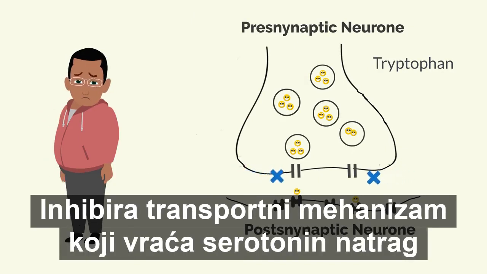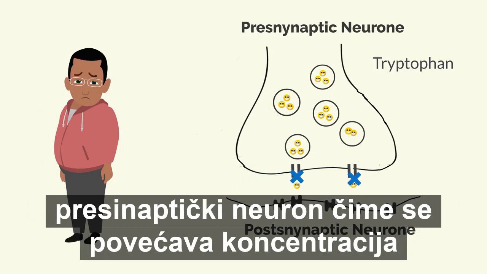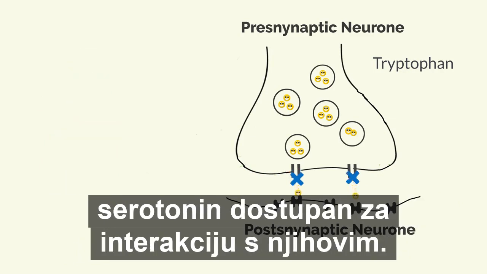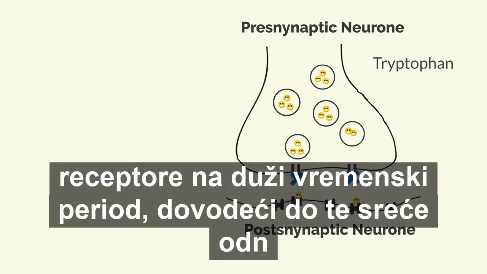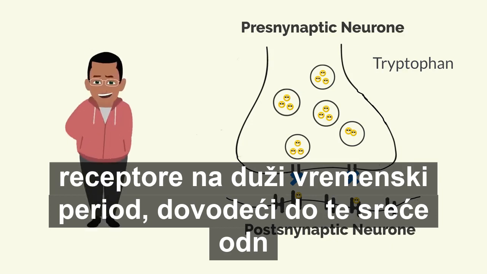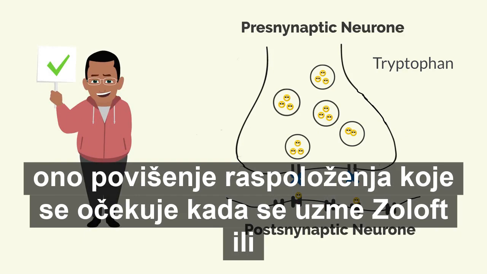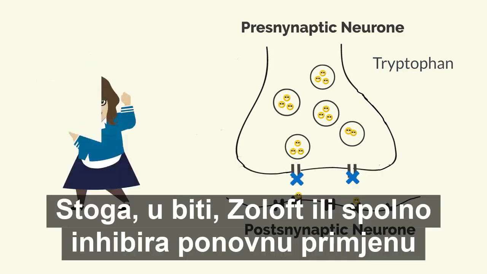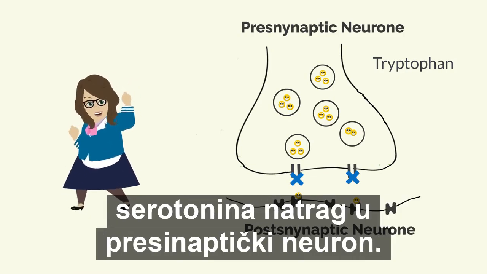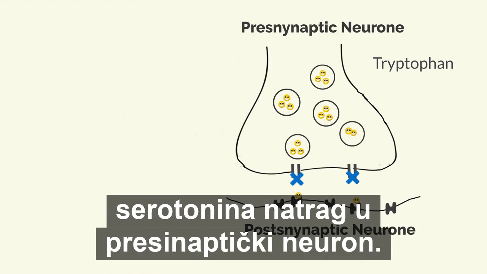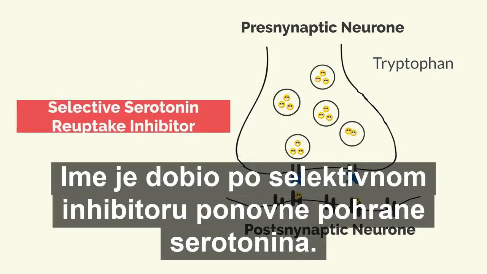It inhibits the transport mechanism that takes the serotonin back into the presynaptic neuron, thereby increasing the concentration of serotonin available to interact with the receptors, ultimately resulting in the serotonin binding to the receptors for a longer period of time, leading to that happiness or that elevation of mood that is expected when one takes Zoloft or sertraline. Hence, in essence, Zoloft or sertraline inhibits the reuptake of serotonin back into the presynaptic neuron, and that is where it derives its name from: selective serotonin reuptake inhibitor.